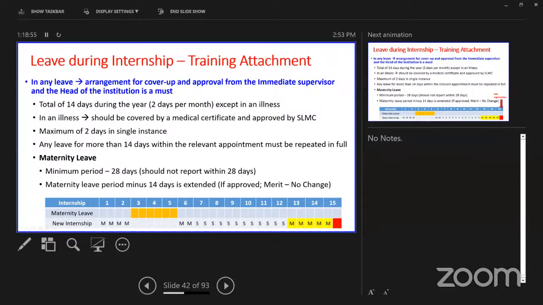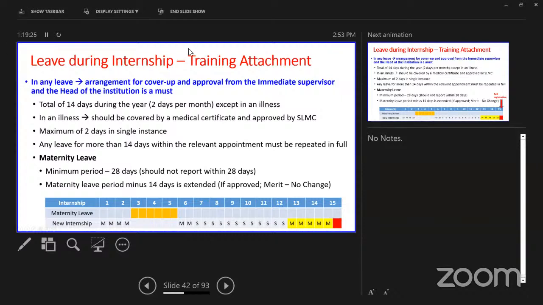Your merit will not be changed. Your merit won't be changed, so post-intern appointment there will be no effect. But for the rest of the career, you will be junior among your batchmates. So think about this as well, because your preliminary grade appointment date will be extended. Right?